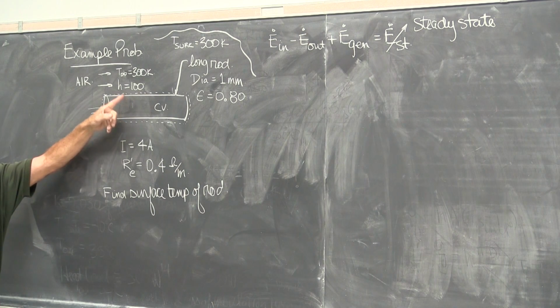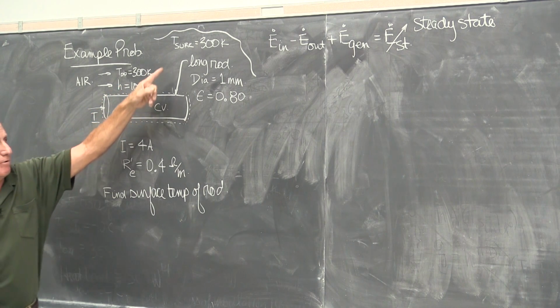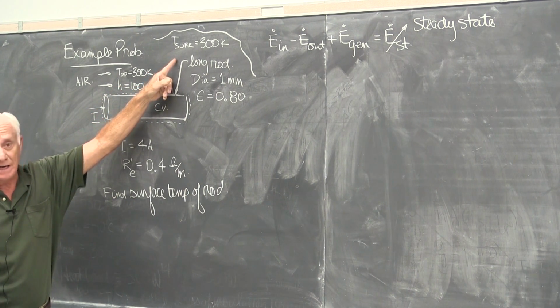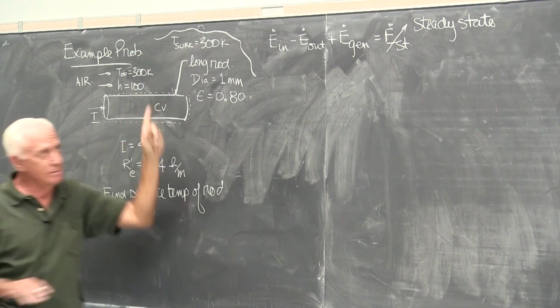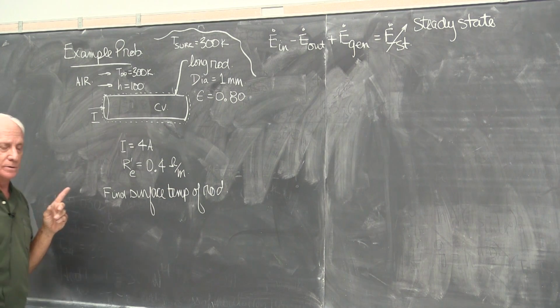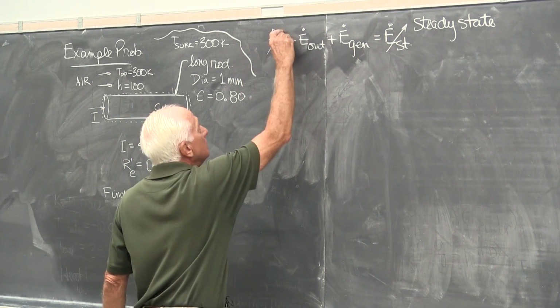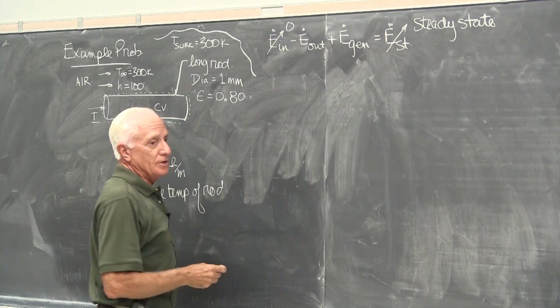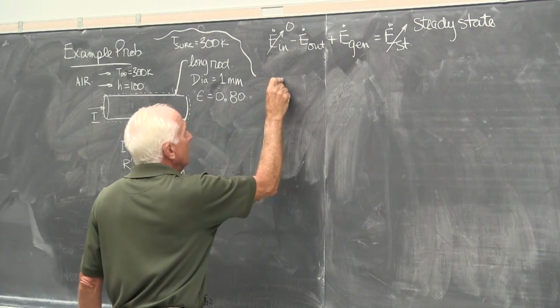Energy goes out by convection. Energy goes out by radiation. Out. I said out two times. I didn't say in. Energy coming in? Oh no, 0. Energy going out. Okay, let's do them one at a time.